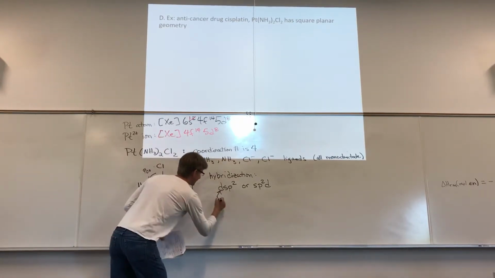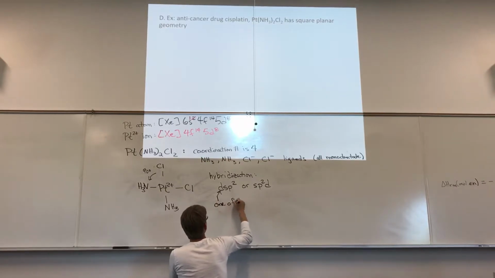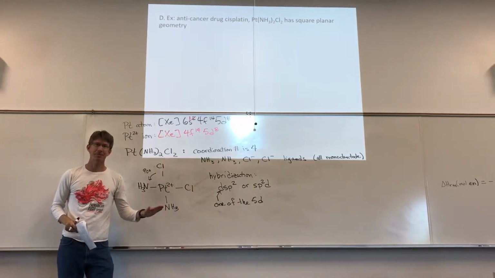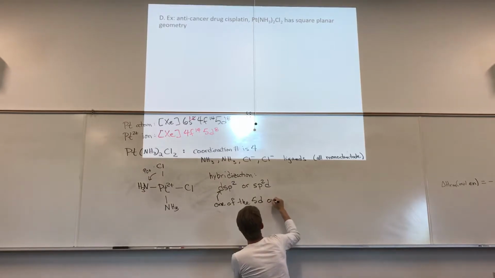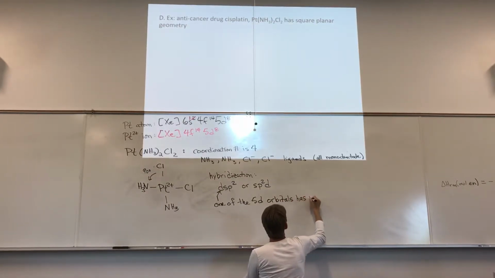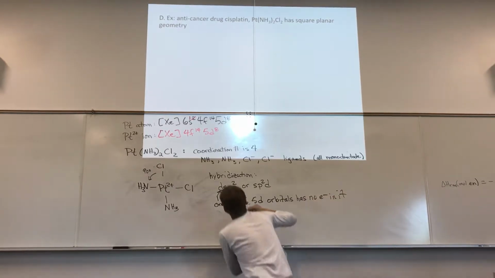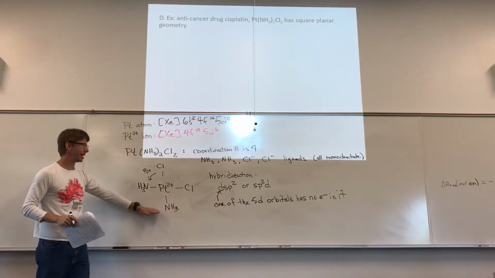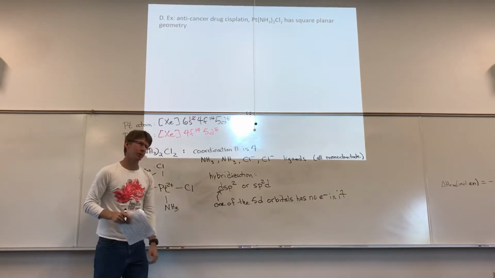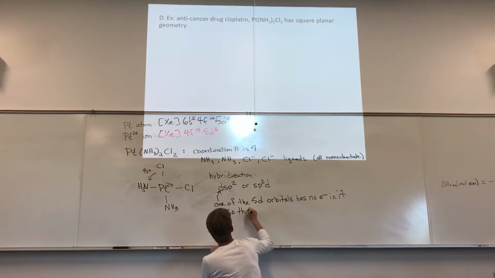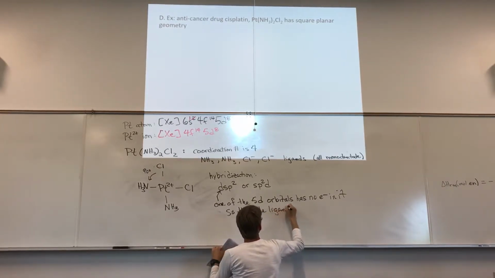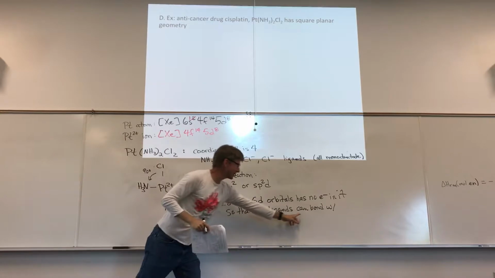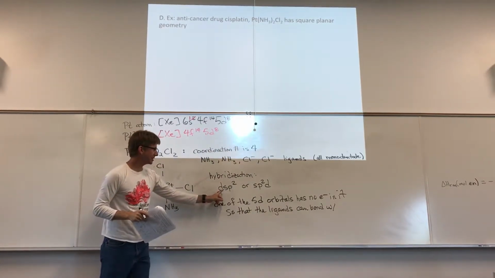So one of the 5 d orbitals has no electrons in it, so that the ligands can bond with the hybridized DSP2 orbitals.